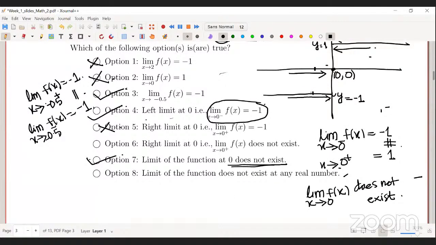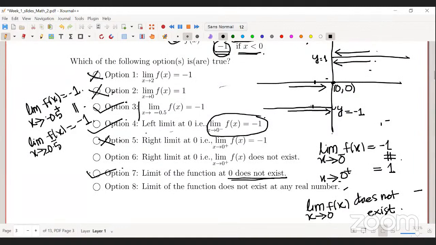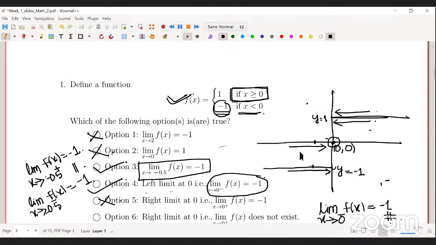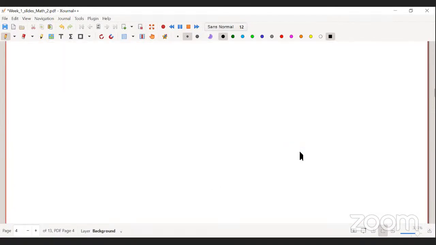Another option says the limit of the function doesn't exist at any real number, which is certainly wrong, because as you can see, the limit of the function exists at -0.5. And you can also check that the limit of the function exists at all points except this 0, because 0 creates the main problem. Here you have a jump. If you are coming from here and suddenly at 0 you have a jump, that is the only point where the limit of the function doesn't exist. So I think this is clear, right? Yes, sir. Okay, so let's move to the next question.